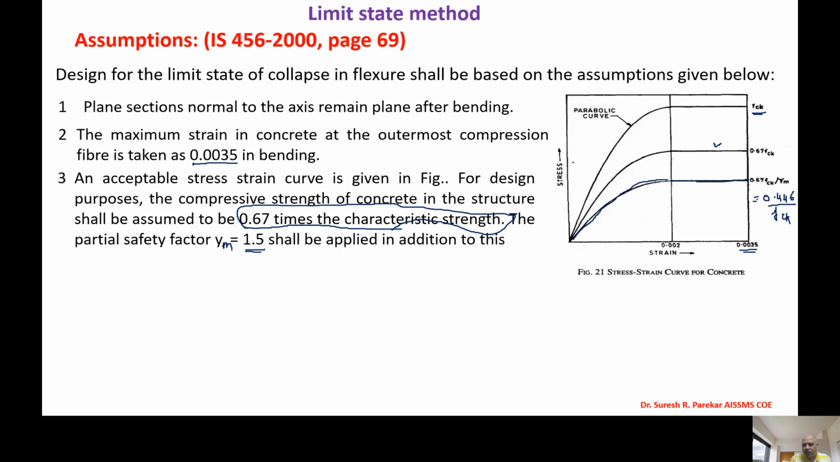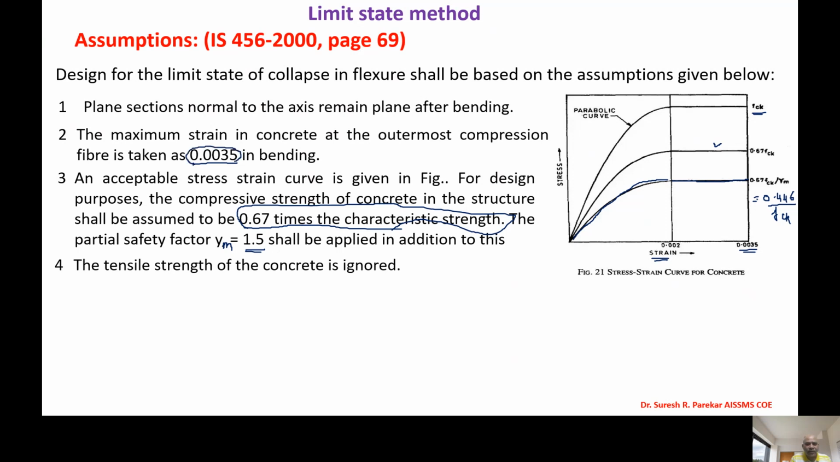Now we are going to consider this stress strain diagram, and then we are going to find the other values. Now what will be my strain diagram, that you can see here. So the maximum strain in concrete is 0.0035. This we have already seen over here.